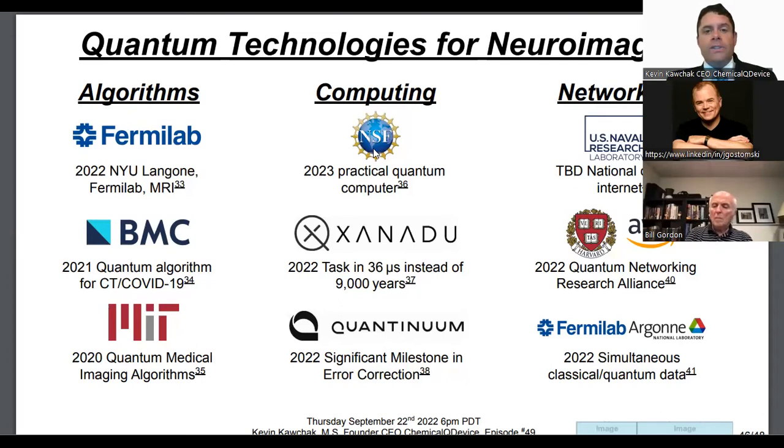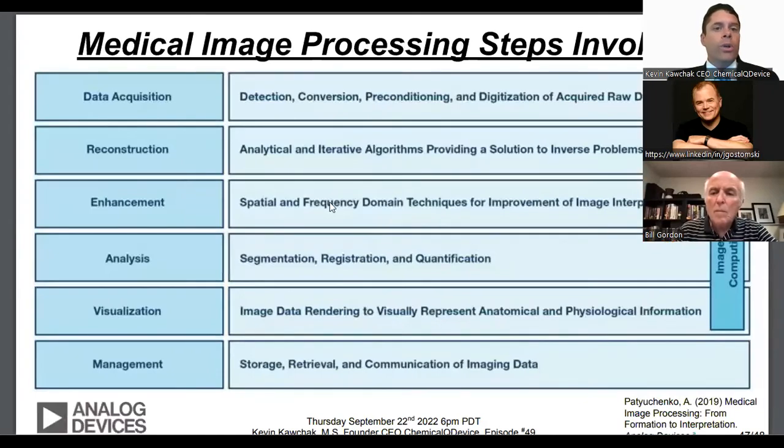And then you also have NSF. They say next year, practical quantum computer, Xanadu. They did a task in June of this year in 36 microseconds instead of 9,000 years. Quantinuum, better error correction. And the US Naval Research Laboratory says that we will have a national quantum internet. Harvard and AWS within the past couple of weeks announced their Quantum Networking Research Alliance. And then Fermilab and Argonne said this year they did simultaneous classical and quantum data all at the same time. So here it is again.